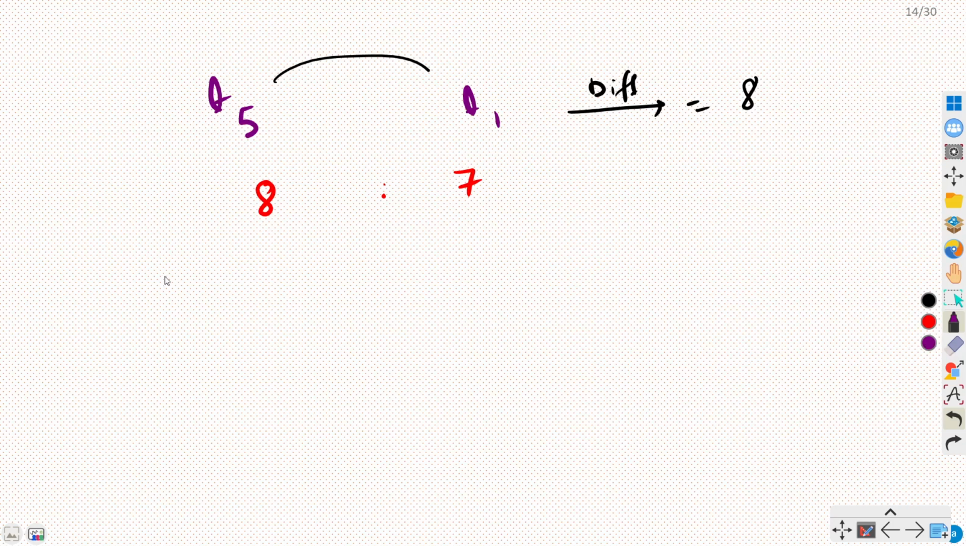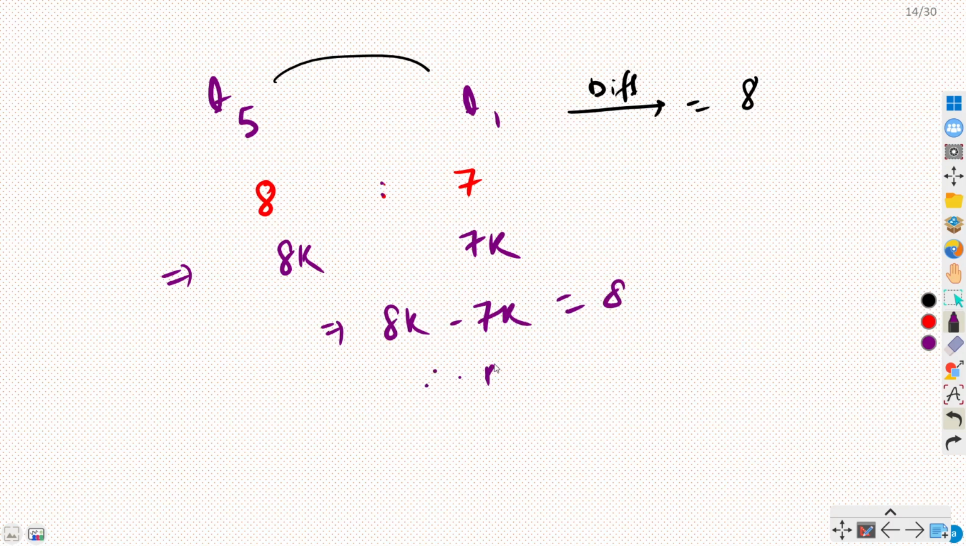So let us say, can I say that this temperature is 8K and this is 7K. I am taking a multiplier K because these two are in the ratio, right? Now the difference is given as 8K minus 7K equal to 8. Therefore, K equal to 8. So this temperature would be 8 into K, that would be 64, and this would be 7 into K, 7 into 8 equal to 56.